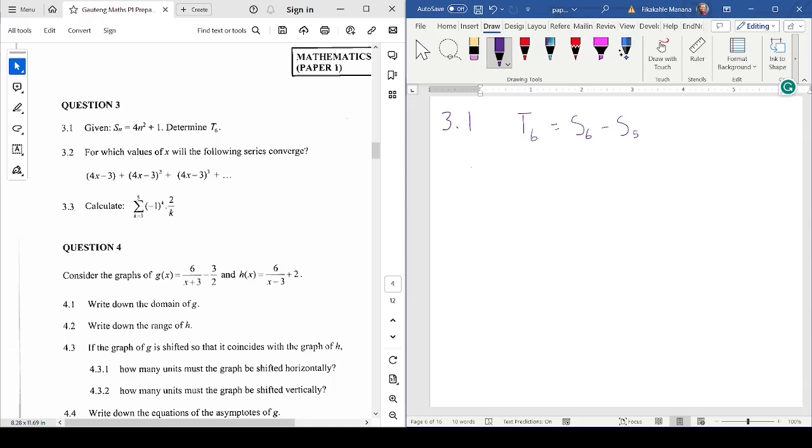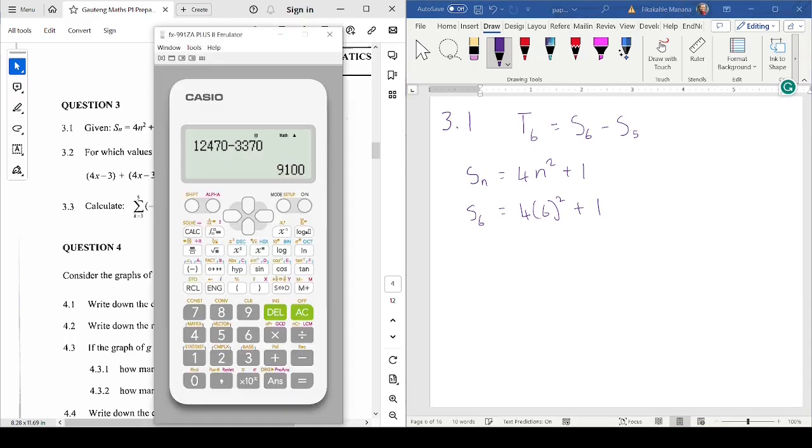So let's start with the formula, which is Sn equals 4n squared plus 1, and then we will do 6 first. That means where there's an n, we put a 6. So here we have 4 times 6 squared plus 1. Let's get a calculator real quick. Okay, so it's 4, open the bracket, put a 6, close it, square it, and then say plus 1. What do we get? We get 145, right?